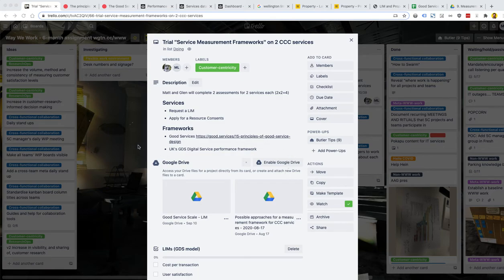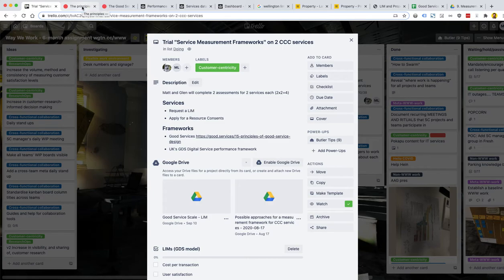I'm going to cover what I've been working on as far as service measurement frameworks. You might remember we agreed that we would attempt to measure two services. So I've got here the request a LIM service and apply for a resource consent service, using two frameworks: the Good Services Framework and the UK's GDS Digital Service Performance Framework. That would lead to four applied frameworks to look at.